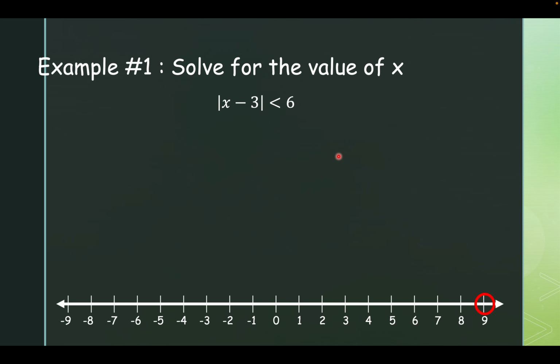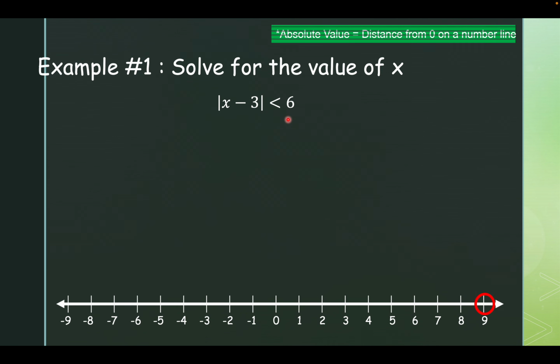Let's take a look at this equation. Absolute value of x minus 3 is less than 6. Again, absolute value is the distance from 0 on a number line. So if we treat this the same, we're going to have a distance of less than 6. Well, it's going to be around 6 or negative 6. And so we can set each inequality.